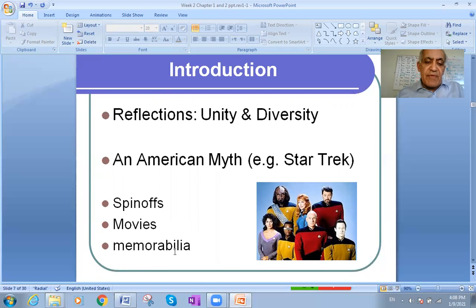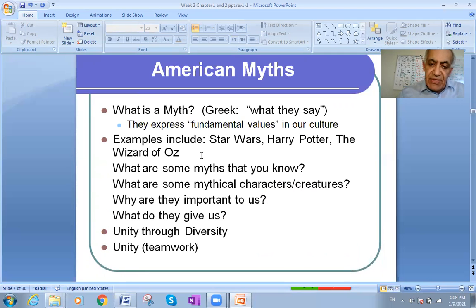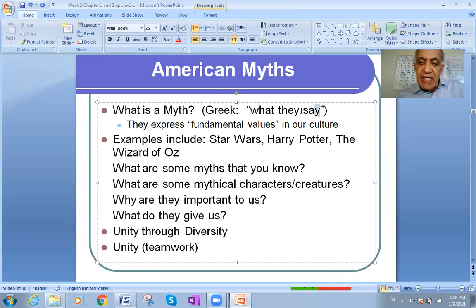The spin-offs, the movies, memorabilia, those are all like American myths. So American myth is, what is myth? Greek, what they say, the proverb. What do you say in a situation like this? Okay, like we say, curiosity killed the cat. What is the meaning of this? Like people want to know everything about anything. Okay, they express fundamental values in our culture, because any proverb is giving values in two, three words. The values of a society in two, three words. And this is a part of the culture, which I talked about before.